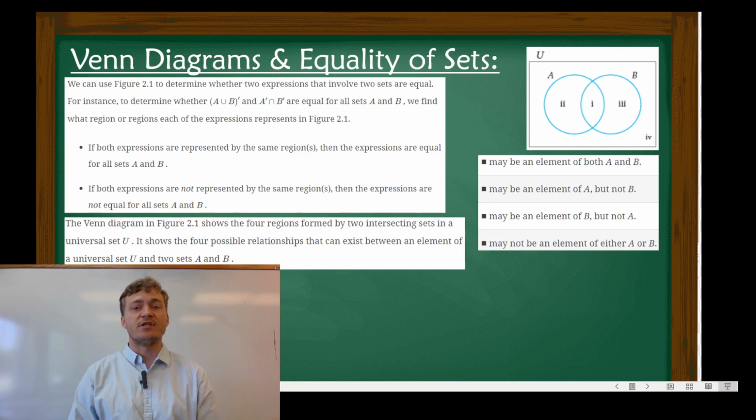The second region may be an element of A, but not B. We will refer to the area of A that's not in B to be region 2. Region 3 may be an element of B, but not A. So we see this is the area of B that is not included in A. Finally, our fourth region may not be an element of either A or B. This region will be the complement of A union B.